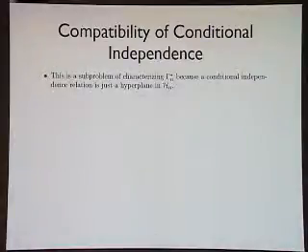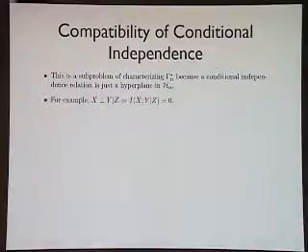Now, this is a subproblem of characterizing the region gamma n star, because a conditional independence relation is just a hyperplane in the entropy space. Precisely, for example, if we have X independent of Y given Z, it corresponds to the mutual information between X and Y given Z being equal to 0. If you express the conditional mutual information in terms of unconditional entropies, it becomes a linear combination of entropies. And this is nothing but a hyperplane in the entropy space.